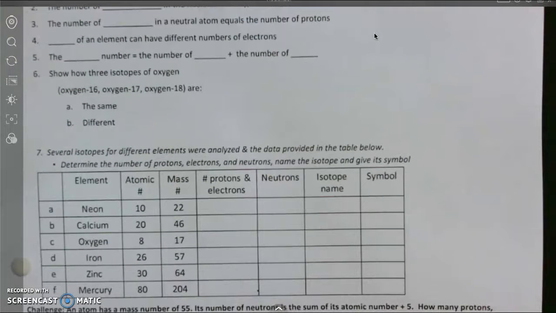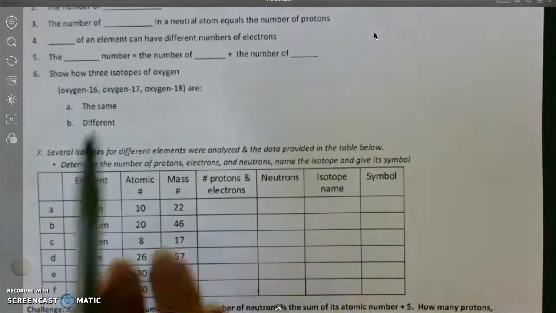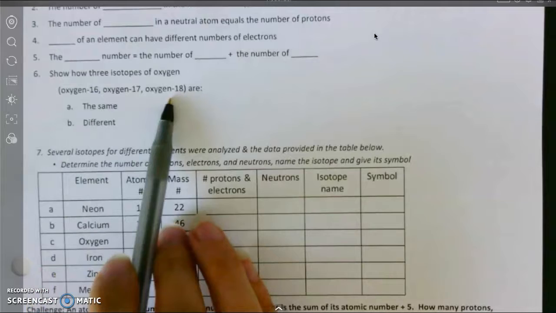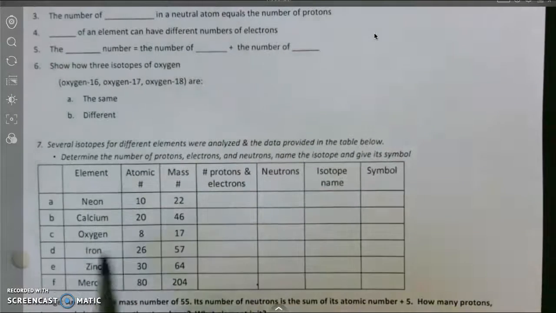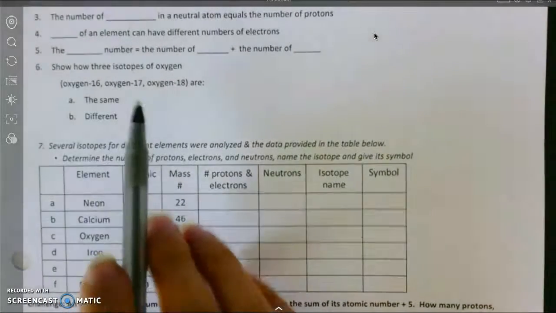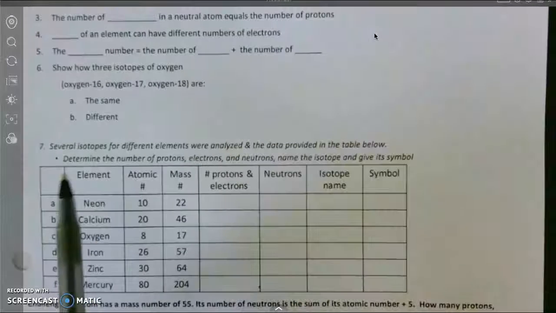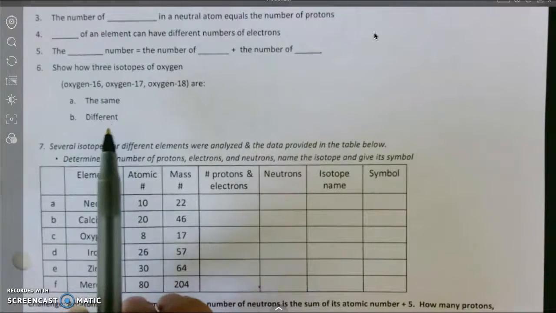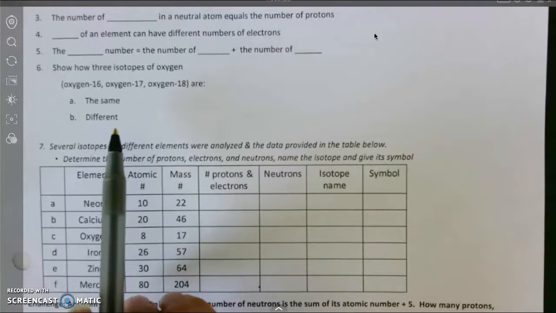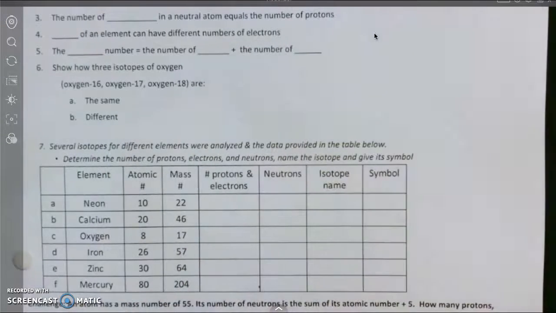Okay, so show how 3 isotopes of oxygen are the same and different. Well, they're all oxygen, which means that they all have an atomic number of 8. So they all have 8 protons. They're neutral, so they all have 8 electrons. It's the number of neutrons that's different.